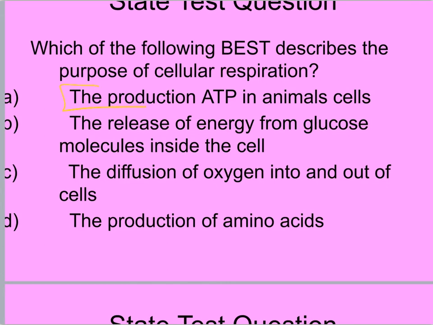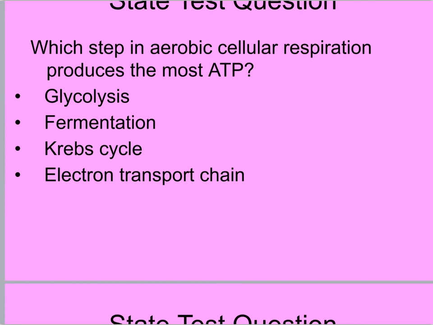Hopefully you picked production of ATP. Should say "of." Okay, and it doesn't just have to be animal cells. Which step in aerobic cellular respiration produces the most ATP? Well, these two are both anaerobic, so it can't be those. If you recall, Krebs forms 2, and ETC forms 32 to 34. So hopefully you picked the ETC.